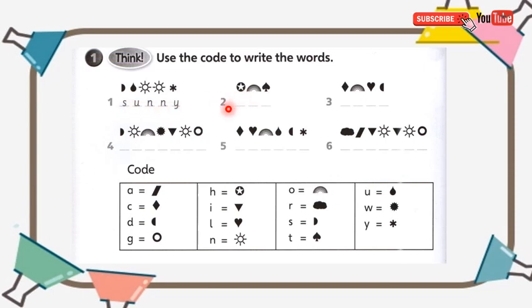Let's try number two. The symbol star in circle is H. So I write H here. Then the next symbol is rainbow. Rainbow for O. So H-O, and the last symbol is T. H-O-T, hot. So you get the answer hot.